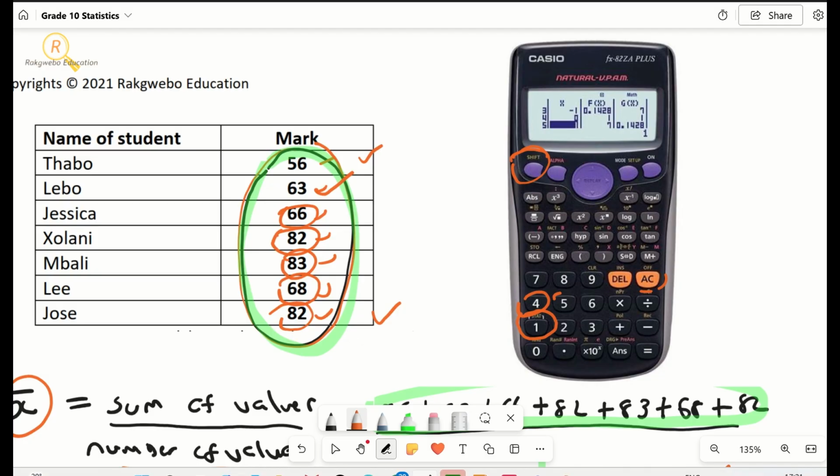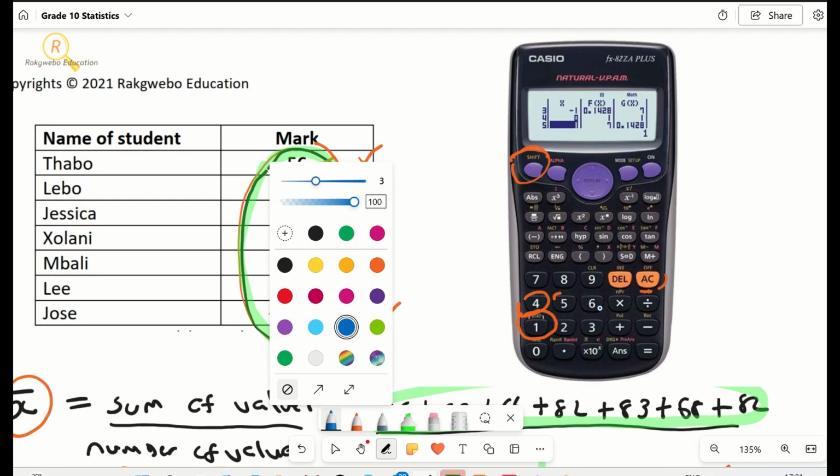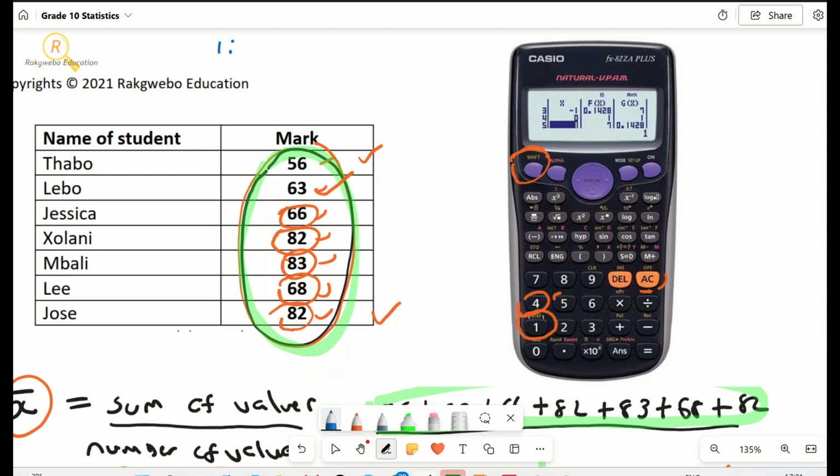And then after that, you get 4 options. The first one is N. This is how it looks. I'll write it in the exact color. The first option says N. The second option says X bar. Third, this is the standard deviation or sample standard deviation, something like that, and then SX as well, ne? So since you're looking for X bar, the average, you're going to take option 2. So press 2 for me.